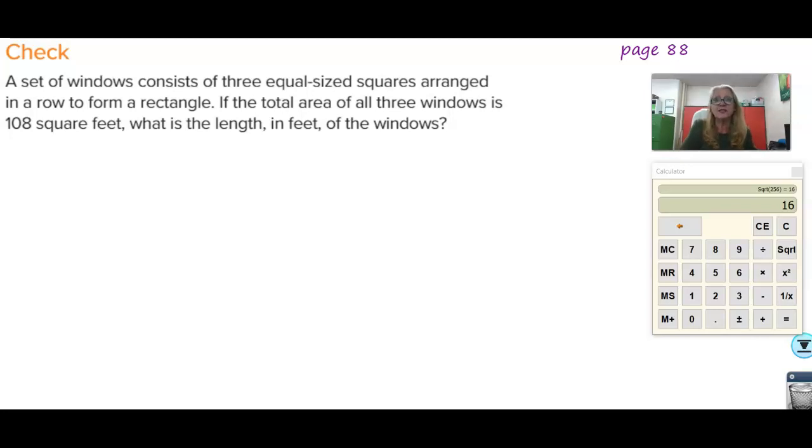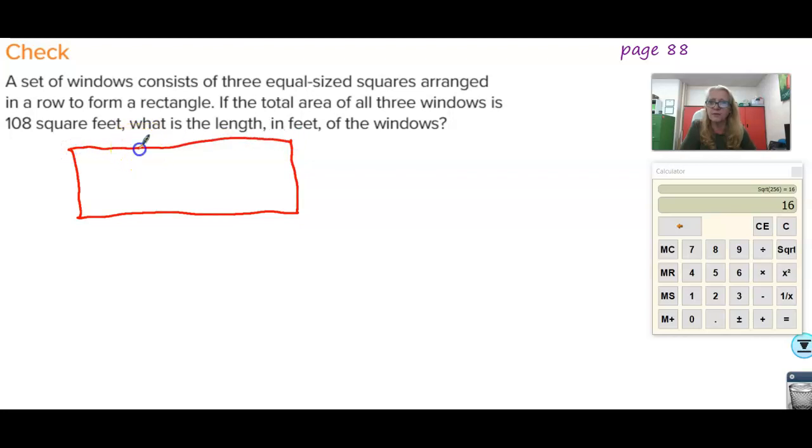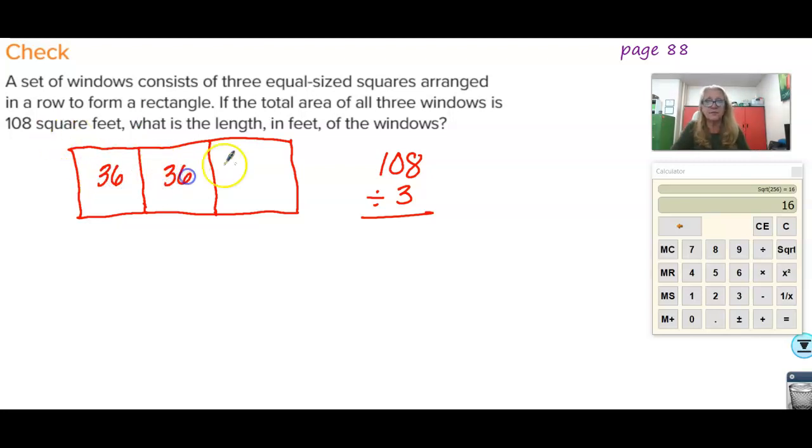And here's another one. A set of windows consists of 3 equal-sized squares arranged in a row to form a rectangle. So I'm going to draw a picture. I need a visual of this. So I have 3 square windows that are all in a row to make a rectangular window. If the total area of all 3 windows is 108 square feet, what is the length in feet of the windows? Well, we need to divide this by 3 to find out what the area of each square is. Calculate. 108 divided by 3 is 36. So each of these has an area of 36.